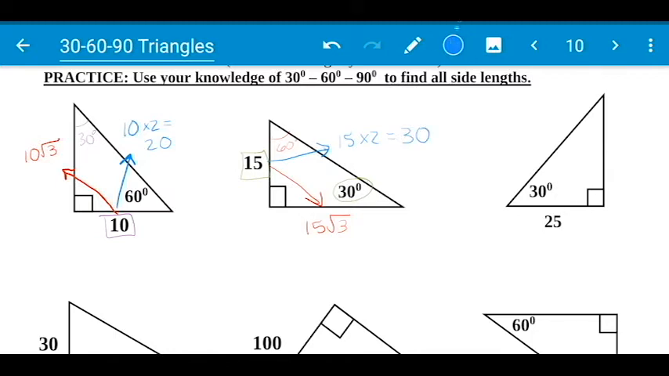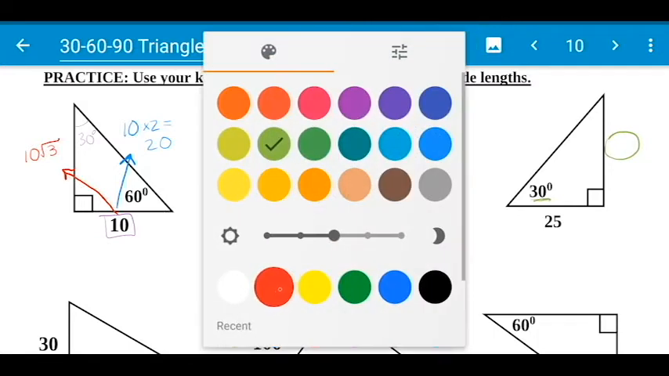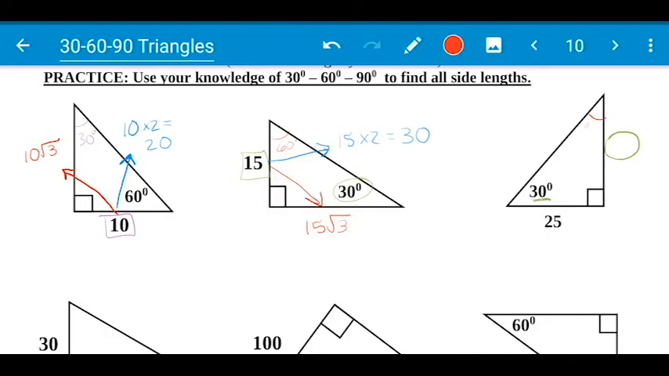Now we're going to do the same thing here, but it's a little bit different. We're given 30 degrees, so that means this is our shortest side. We don't know what our shortest side is. This right here is our middle side, opposite the 60 degrees, so we have 25.